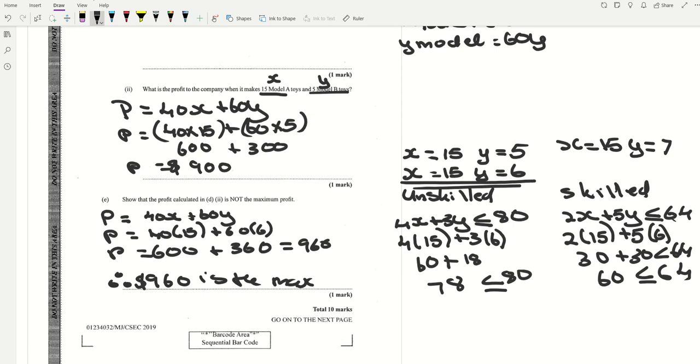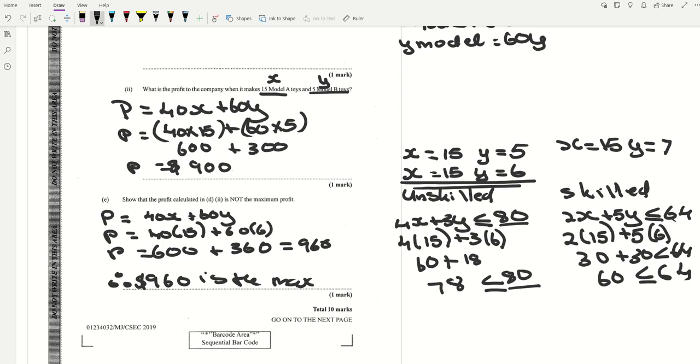So you can play around with these numbers, increasing the number of models for A and increasing the models for B, but remember, you just need to make sure that it satisfies these inequalities. The total number of hours they work for unskilled must be less than or equal to 80. And for skilled, same thing. So when you played around with the numbers, I increased Y first because that stands for model B and you're getting $60 for model B, right?